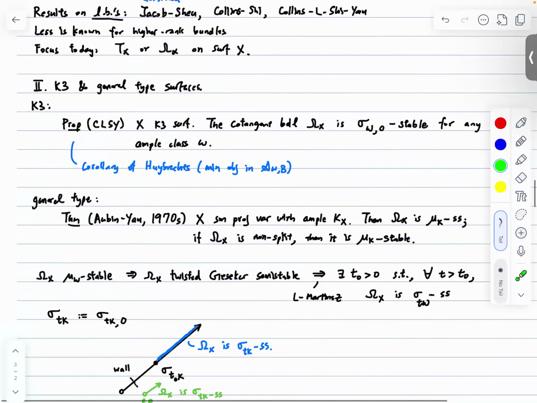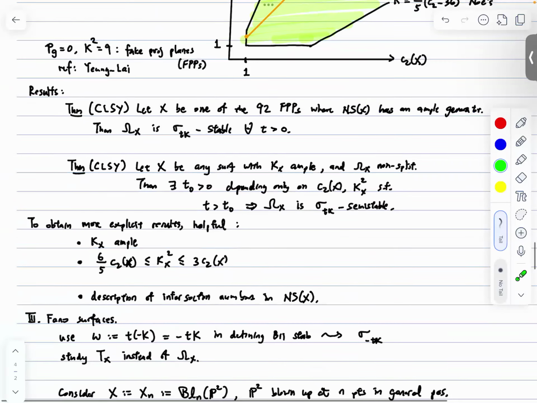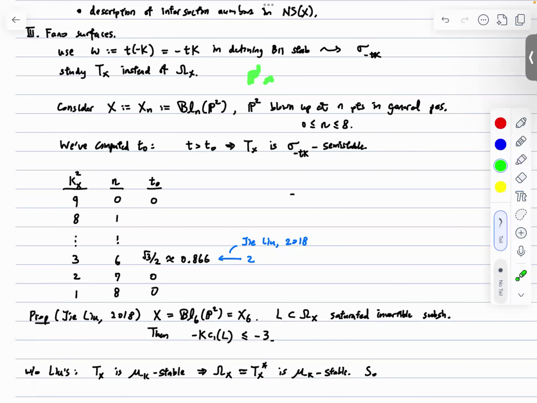As I mentioned, for general type surfaces, we have these results. We also looked at the case where the geometric genus is 0 and K squared equals 8. And for Fano surfaces, we haven't looked at P1 times P1. One of the reasons is that in this case, the tangent bundle is only strictly slope semi-stable. So you have to work a bit harder to see whether it's Bridgeland semi-stable when T is large.